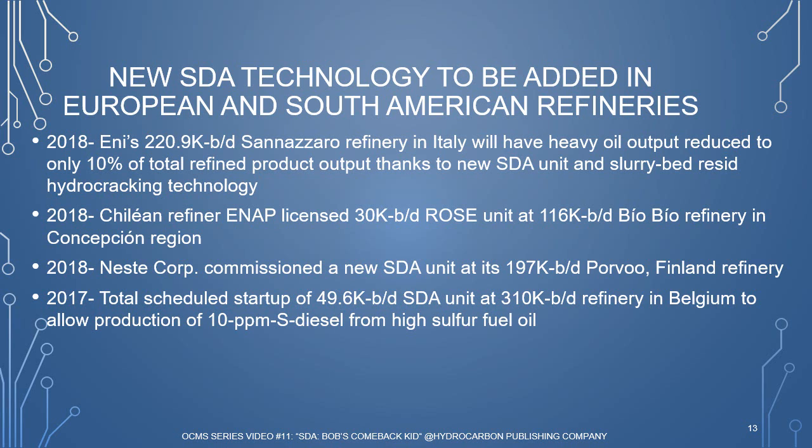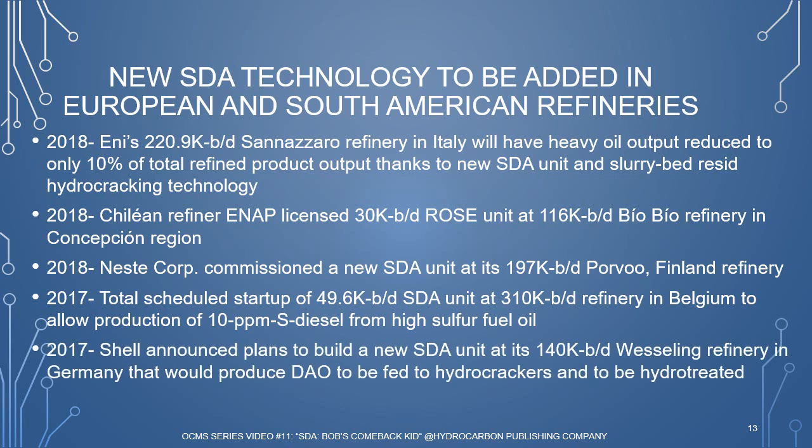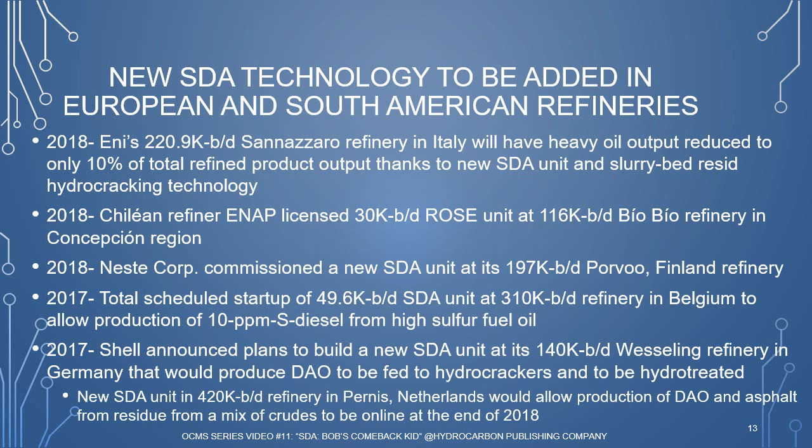In 2017, to comply with the upcoming IMO sulfur spec, Shell planned to install an SDA unit at its 140,000 barrel per day Wesseling refinery in Germany that would produce DAO from vacuum residue to be fed into hydrocrackers or to be hydrotreated for further processing. Shell also invested in a new SDA unit in its 420,000 barrel per day refinery in the Netherlands that would allow DAO and asphalt production from a mix of crudes. This unit is expected to come online at the end of 2018.